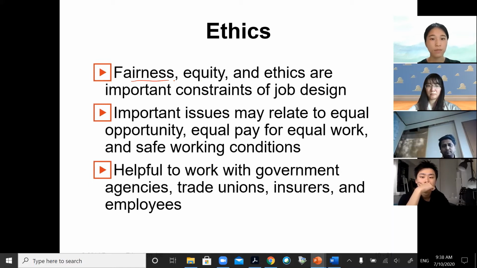You know that guy that you mentioned just now, who takes off for cigarettes, is that fair for you? You're working very hard and he can get the same salary as you. So management has to think about it. Fairness, equity, and ethics are important constraints of job design. Important issues may relate to equal opportunity, equal pay for work, and safe working conditions. Safe working conditions are very important.